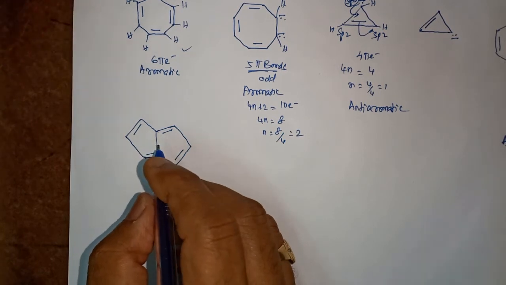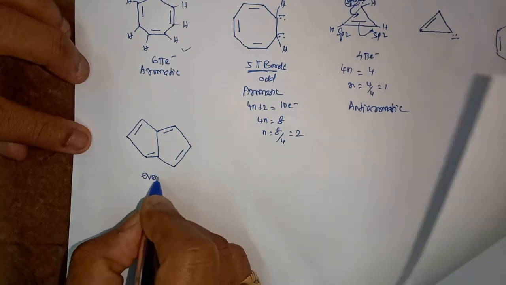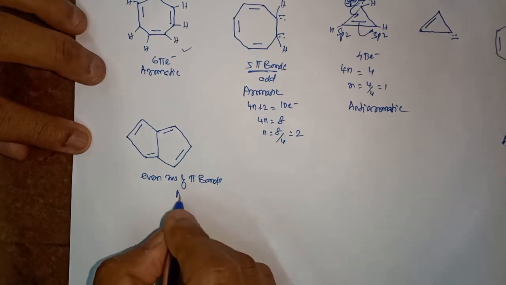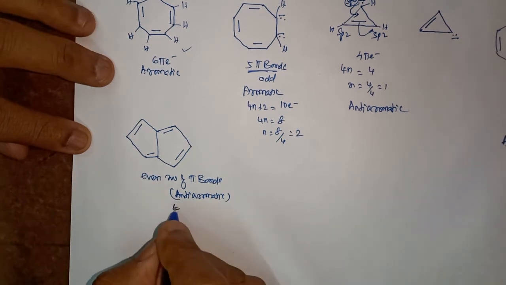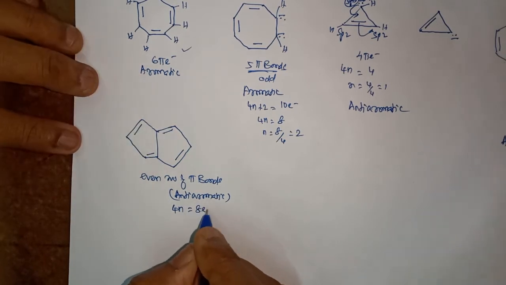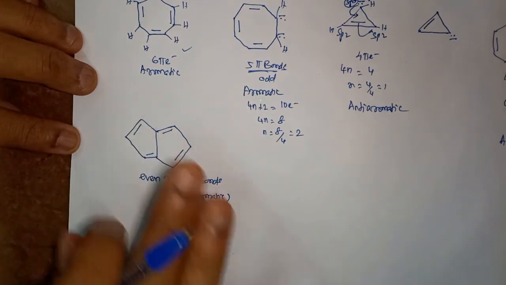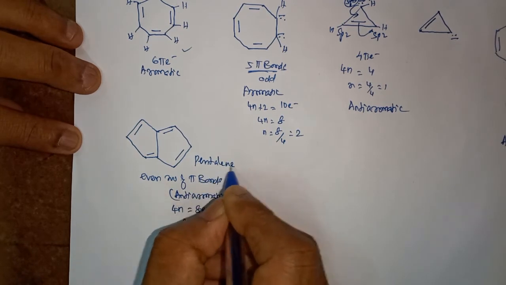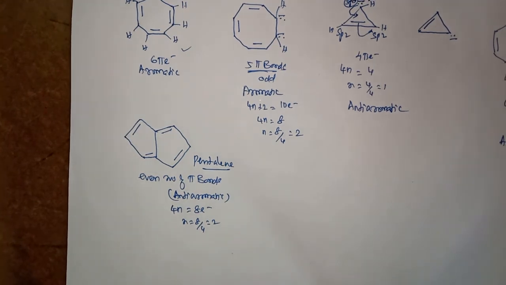4 means it is an even number. If the pi bond number is even, it is anti-aromatic. Anti-aromatic means it obeys the 4n rule. That is 4n is equal to 1, 2, 3, 4, that is 4 into 2, 8 electrons. That is n value is equal to 8 by 4, that comes equal to 2. So this compound is called pentalene. Pentalene is anti-aromatic.